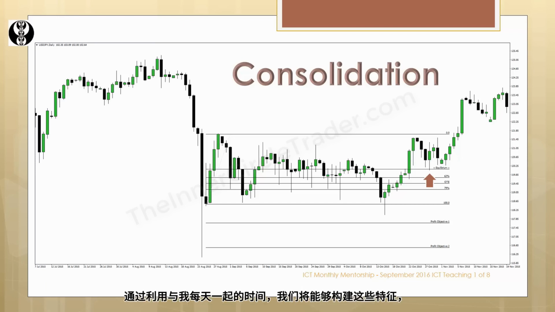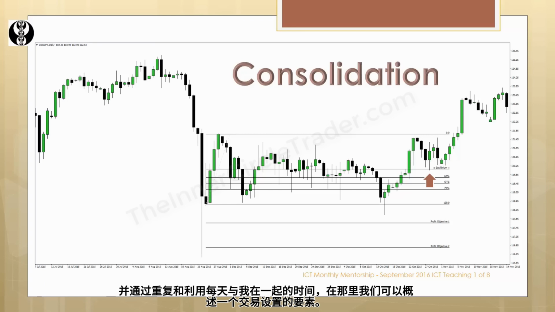And by utilizing the time with me on a daily basis, we'll be able to frame these characteristics and pull out specific elements to a trade setup by repetition, and by using the daily time with me where we can outline the elements of a trade setup. We'll be able to do all these things in a manner where you'll be able to retain it, make it yours. You'll be able to discover really what type of trader you're going to be, because one of these characteristics is going to be your bread and butter condition.